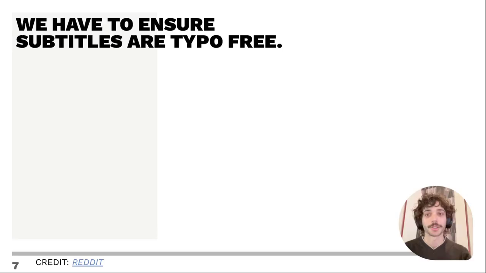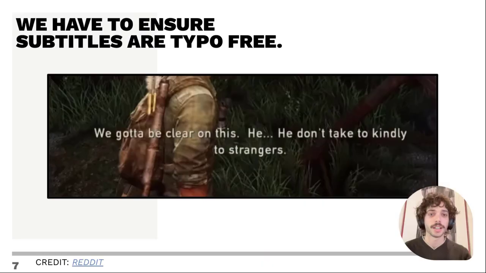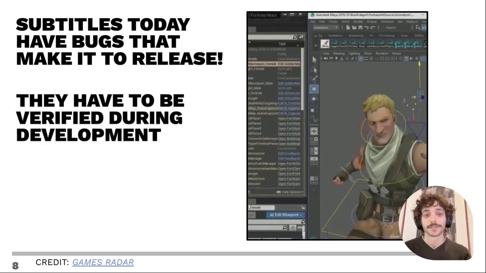And we need to ensure that subtitles are typo-free. We got to be clear on this. "He don't take kindly to strangers." And we can see a common mistake here. "2" is not correctly spelled. This was also noticed on Reddit. So players are noticing when subtitles are incorrect. Subtitles have bugs that make it to release. And we can imagine that these aren't all the bugs that we would have seen, and they have to be verified during development.